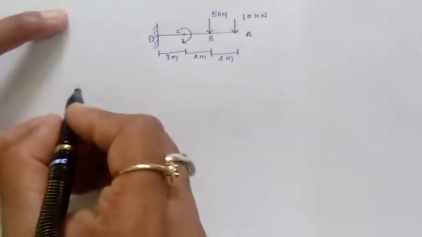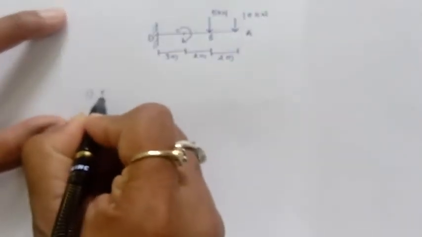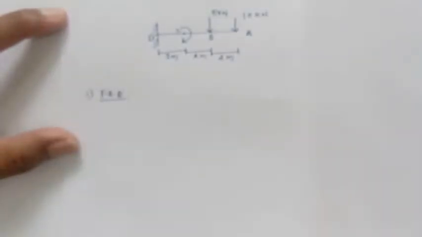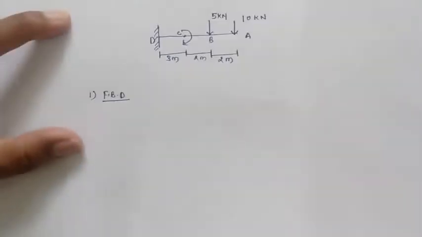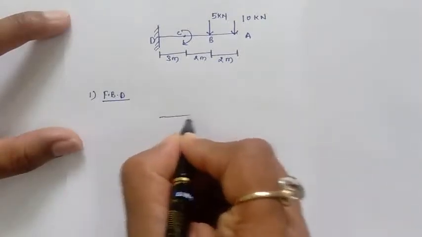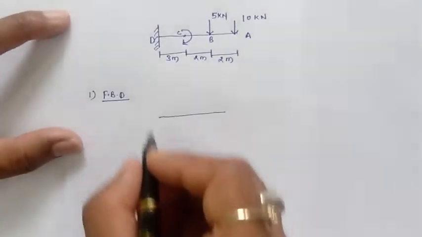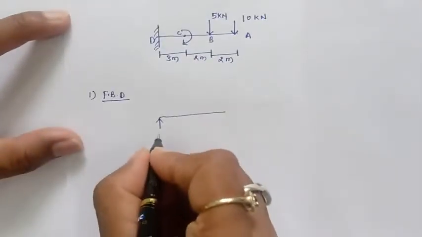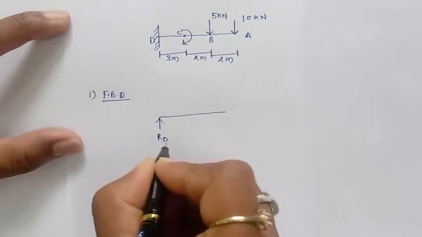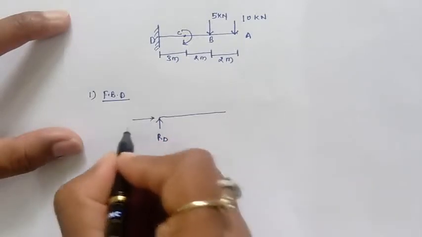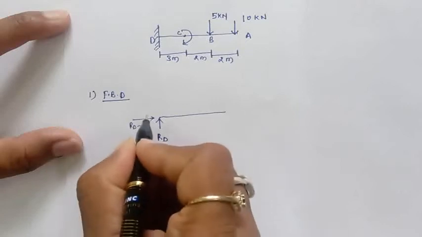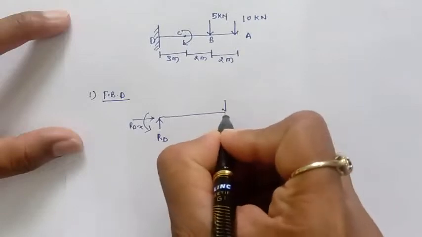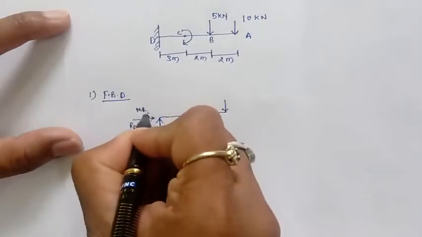Simply, to solve the problem, first we draw the free body diagram as we have discussed in an earlier lecture. So if you draw the free body diagram, this is the free body diagram, since it is a cantilever beam and this is the fixed end. So here the reaction RD will come, then the horizontal reaction RDX will come, and the moment will come to counterbalance this force. So the moment I'm giving the name MR.